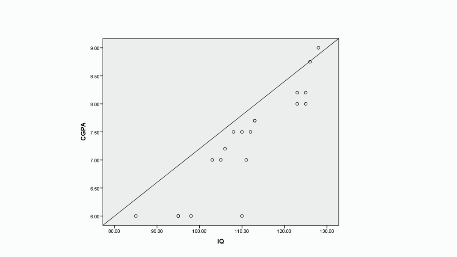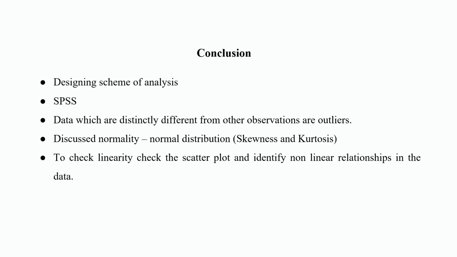So, checking linearity is one of the assumptions for parametric tests like correlation, regression, multiple regression, and other tests, along with normal distribution, testing outliers, and homoscedasticity. So, these terms we will find frequently when we go with statistical analysis.